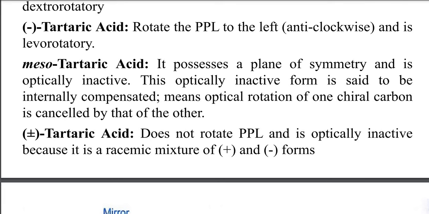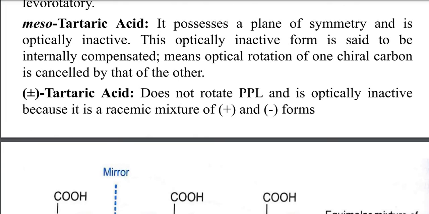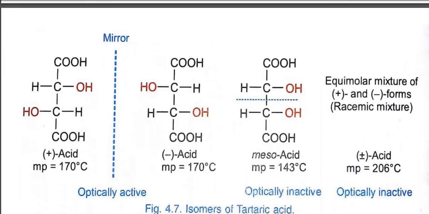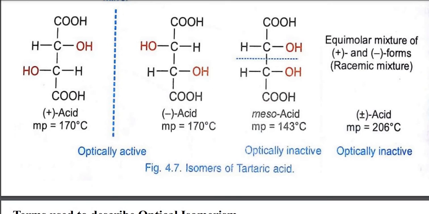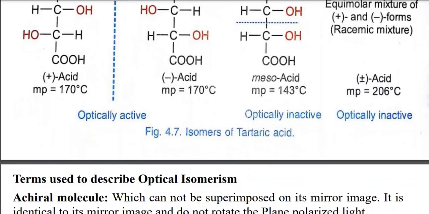meaning the optical rotation of one carbon atom is cancelled by the other. And plus-minus tartaric acid does not rotate plane polarized light and is optically inactive because it is a racemic mixture of plus and minus. So you can see here optically active, optically inactive, and the equimolar mixture of plus and minus.